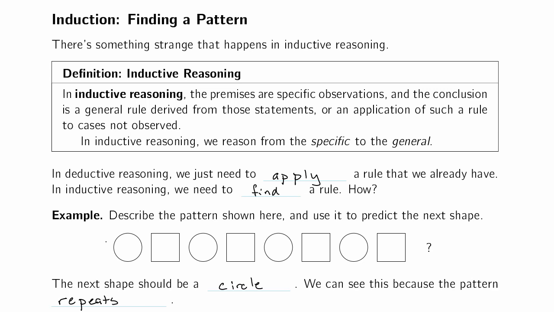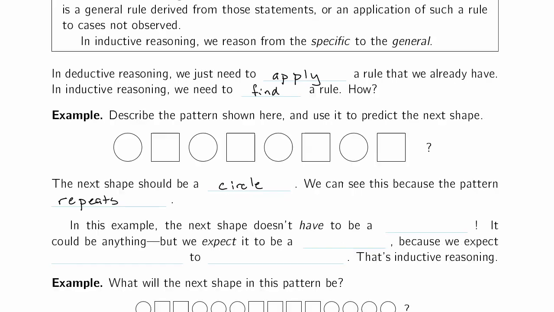Every time we see a circle, the next shape is a square. Every time we see a square, the next shape is a circle. Now, the next shape doesn't have to be a circle. If I were drawing this pattern, I could, if I wanted to, draw a triangle next. But we would be really surprised if the next shape were a triangle. We expect it to be a circle.